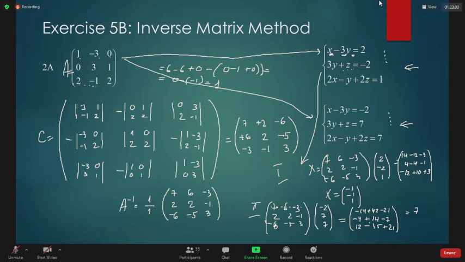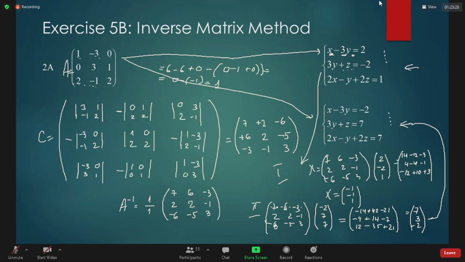Minus 11 plus 14, that is 3. And 33 minus 35 is minus 2. And again, you can just take these and put this solution into that system, simply to verify that you have found everything correctly. So this is how the inverse matrix method works.